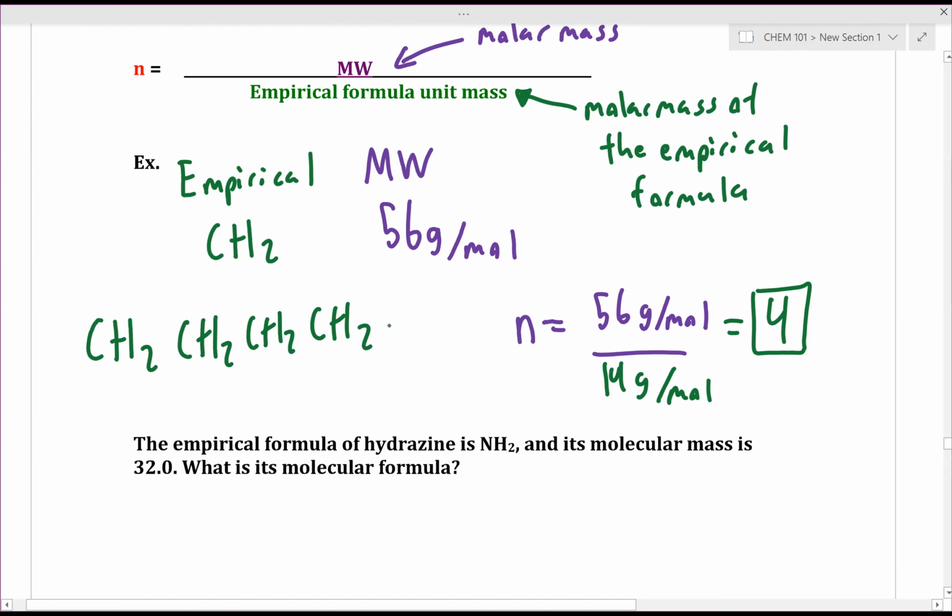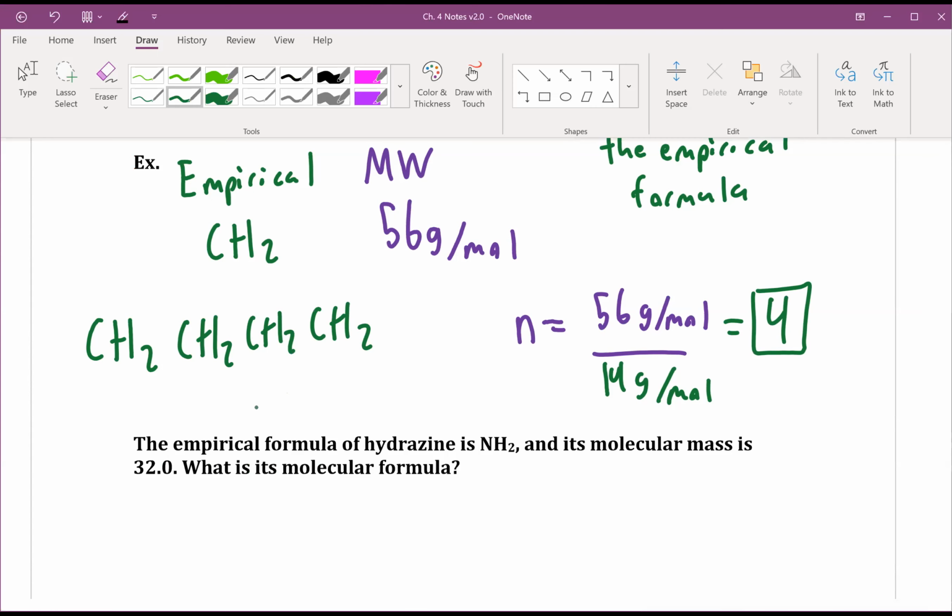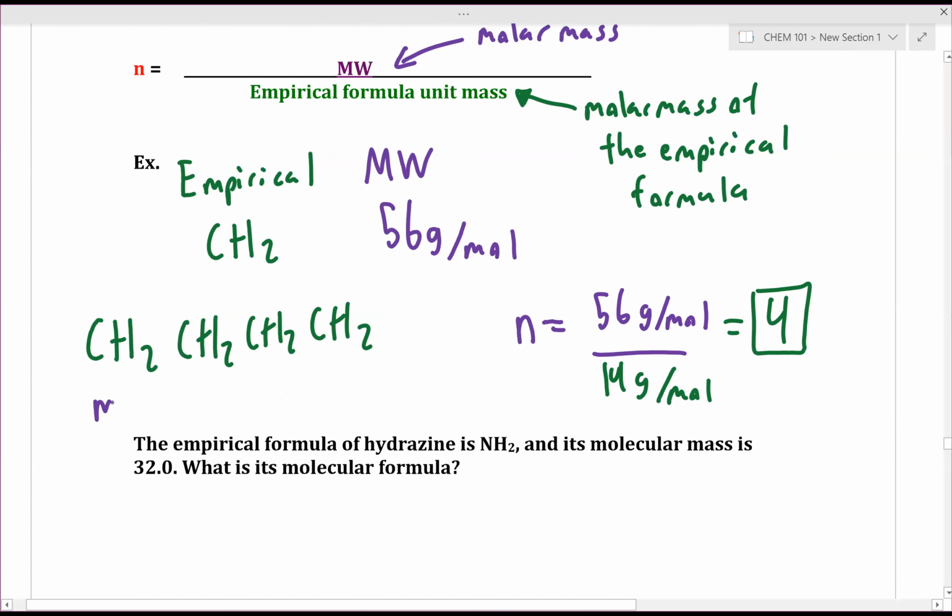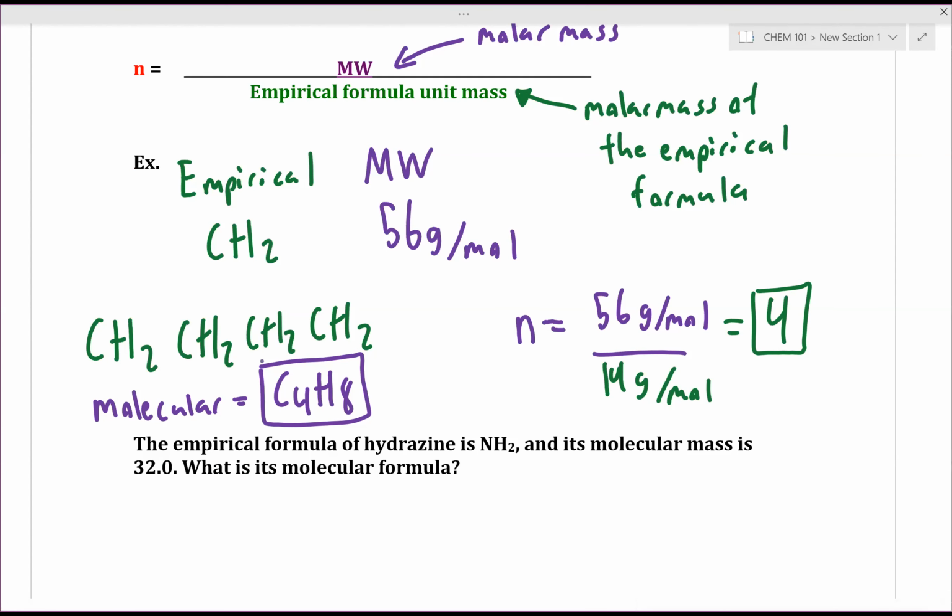Now, if I count up my total number of carbon atoms, how many do I have? Oh, that was for hydrogen. So we have 8 hydrogens, yes, and how many carbons? 4. So it's C4H8. And I'm going to write this in purple because this is our molecular formula. So our molecular formula is equal to C4H8. Does everyone get the process behind figuring out N, writing out the number of formula units, and then counting all of your atoms to give you your molecular formula?